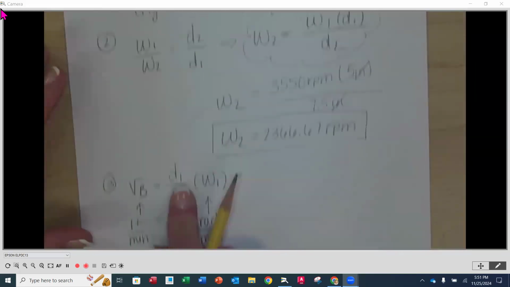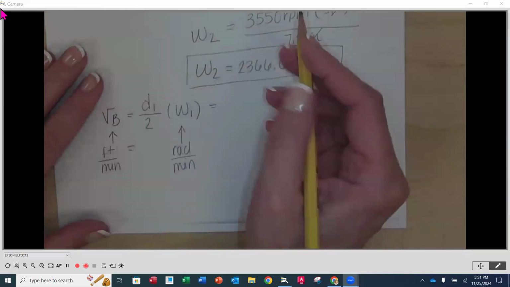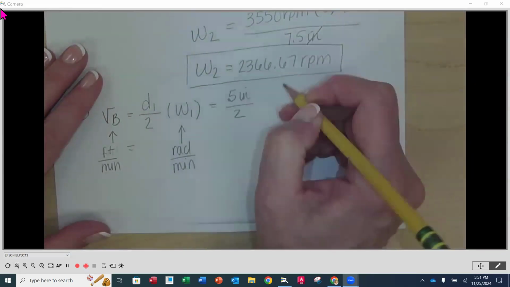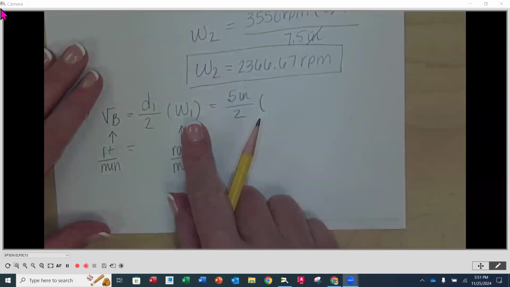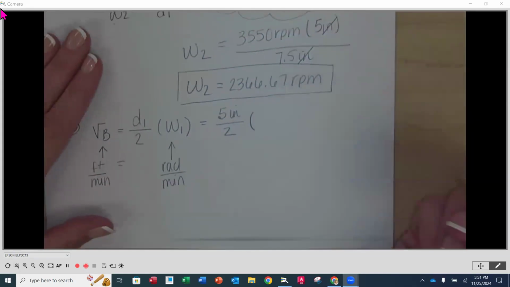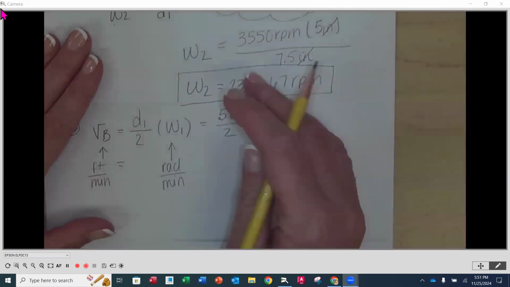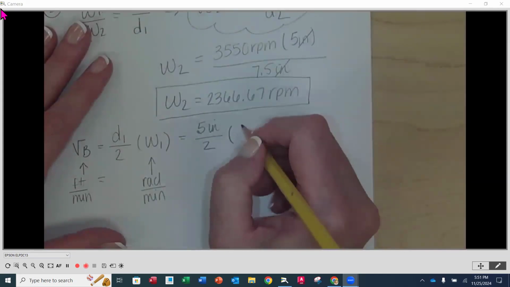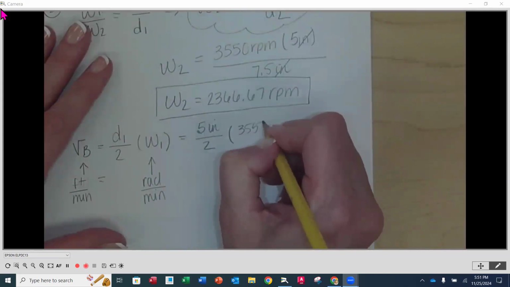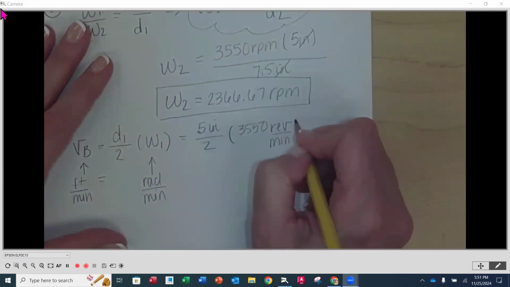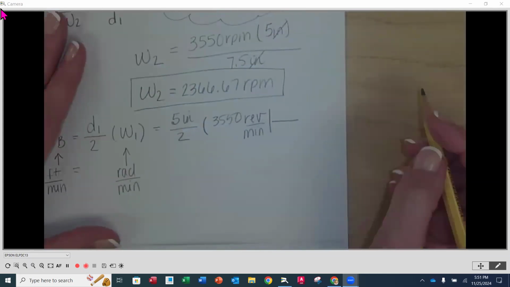So for our diameter, we know that our diameter up here is 5 inches, divided by 2. And then our W1, we need to convert this to radians per minute. What I'm going to do is do it right in the problem here. So 3550 revolutions per minute. So this is going to be 3550 revolutions per minute. And I'm going to convert this right here.